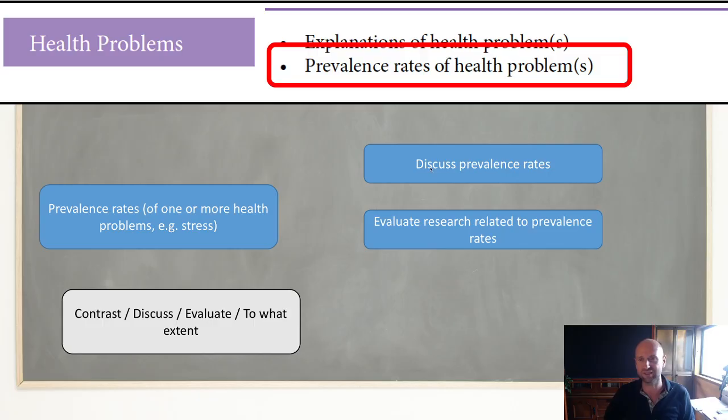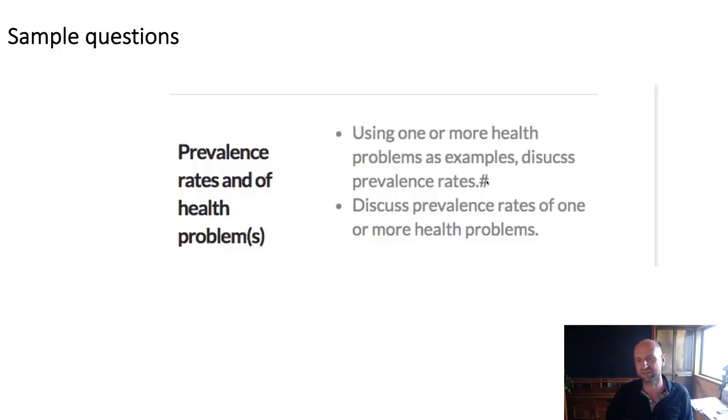So the prevalence rate, this is pretty easy to predict what the questions might be. Discuss prevalence rates, or they might say evaluate research related to prevalence rates, but it would probably be discuss. And we can see here, this is a previous exam question on this. Using 1 or more health problems as examples, discuss prevalence rates. And yes, I spelt discuss wrong, so I fixed it on the blog.